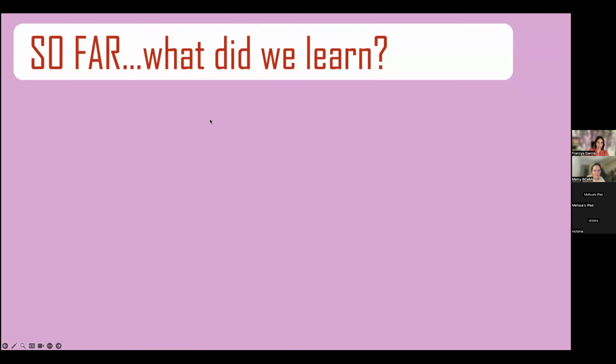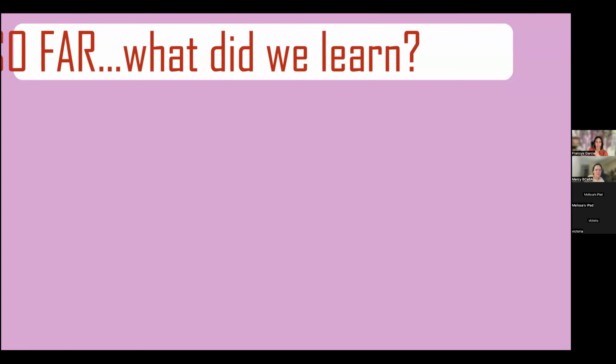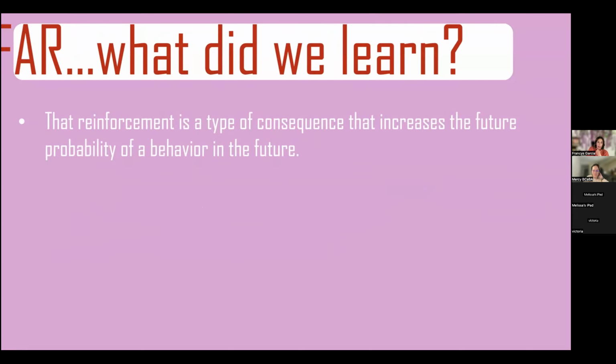A pause for dramatic effect. So far, what did we learn? These are the main little tips and tricks that we've learned up to this point from everything I've said. That reinforcement is a type of consequence that increases the future probability of a behavior in the future.